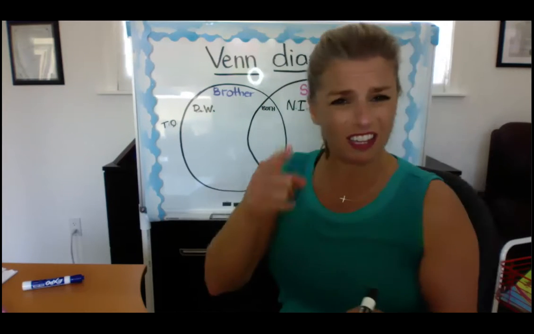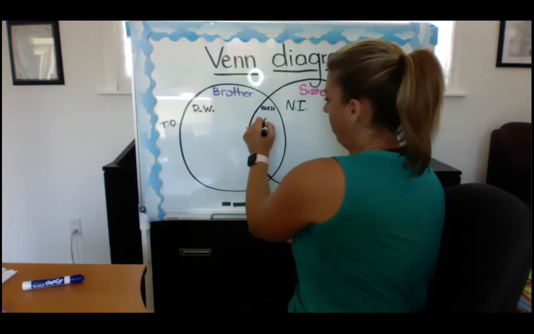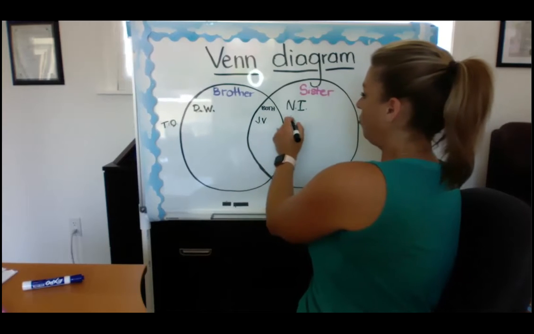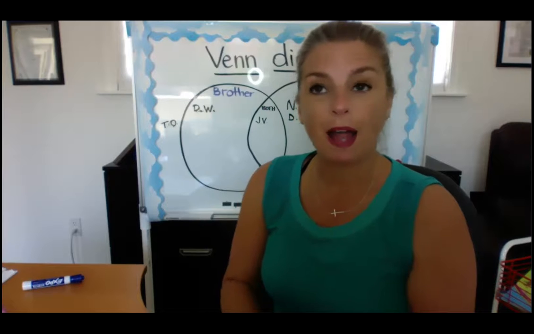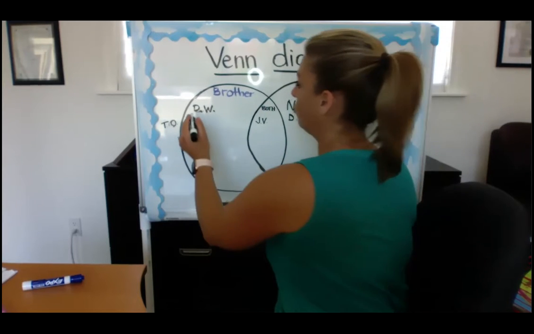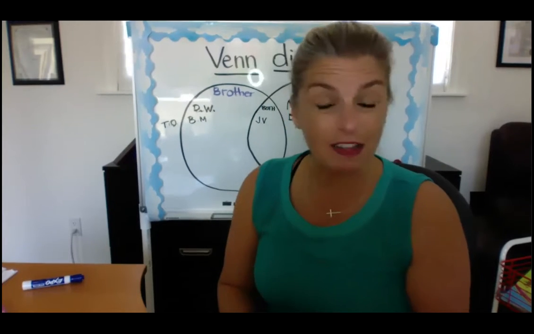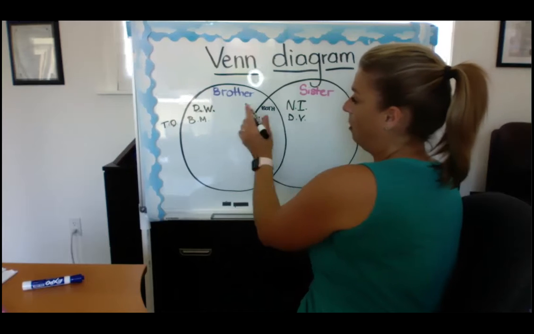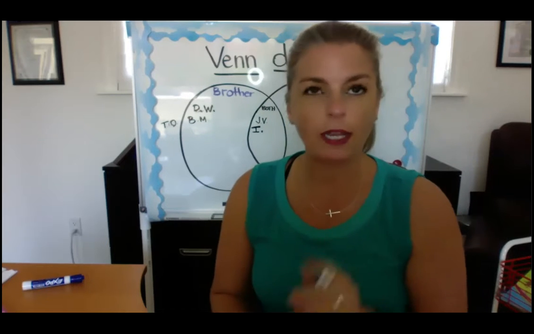Jocelyn. I think Jocelyn has a brother and a sister, so we're going to put Jocelyn, J-V. She is one of each. Venegas has a sister, so D-V. Bella. Bella has a brother, so Bella. Okay, Isabel. Isabel has both a brother and a sister, so we're going to put her name in the middle. Isabel.